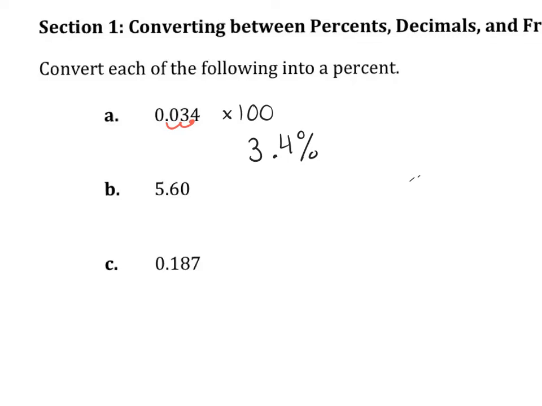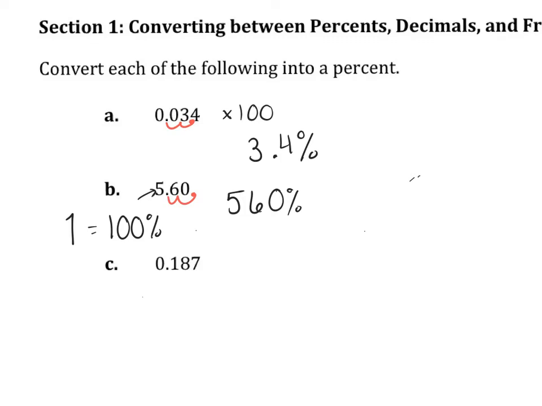The next problem you have is 5 and 60 hundredths. So it's the same thing. We're going to move our decimal twice. So that would be 560%. Because remember, we talked about a whole would be 1. So 1 represents 100%. Well, we have 5 wholes here. So that's why it's 560%.